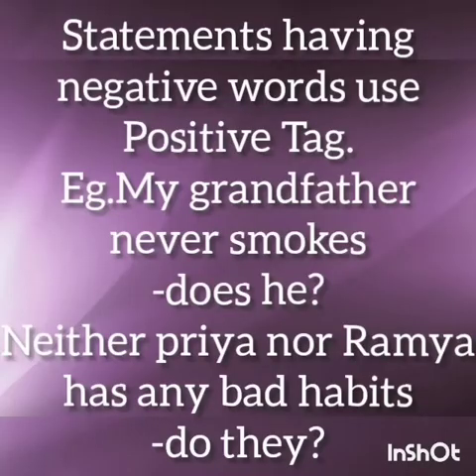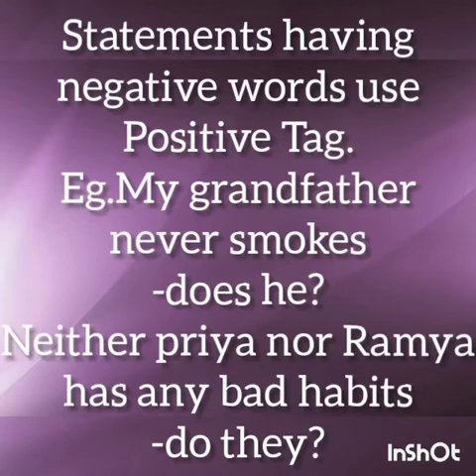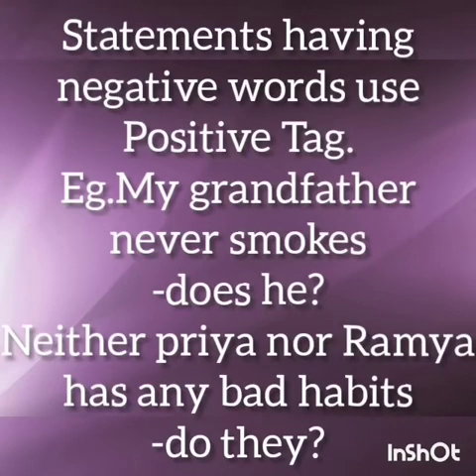Statements having negative words use a positive tag. No, none, never, not, neither, nor: these represent a negative meaning. See the example: Sheila is not going to come today. The sentence is negative, so we use the positive tag, is she. See the next example: my grandfather never smokes. Never represents that it is a negative sentence, so you have to use a positive tag.